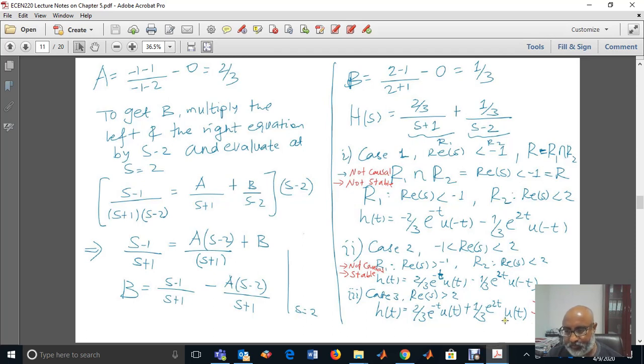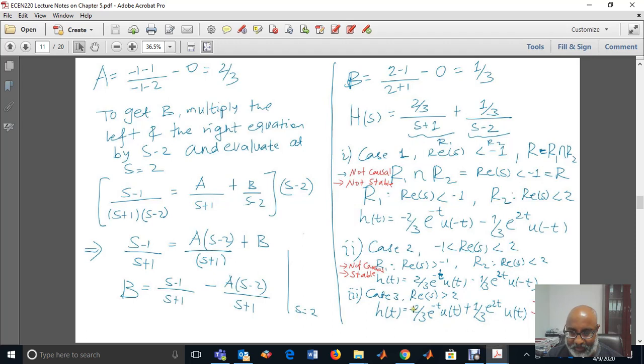Is this system causal? Yes, because of u(t), h(t) is equal to 0 for t less than 0. Is this system stable? No. Why? Because the region of convergence does not include the j omega axis, real of s equal to sigma equal to 0, and it is not in the region real of s greater than 2. Therefore, it is not stable. So the system is unstable, but it is causal.